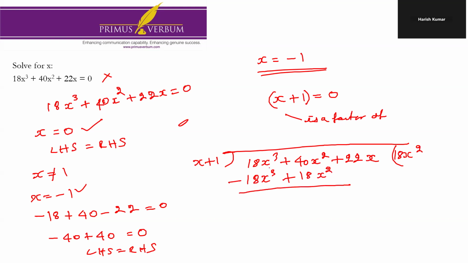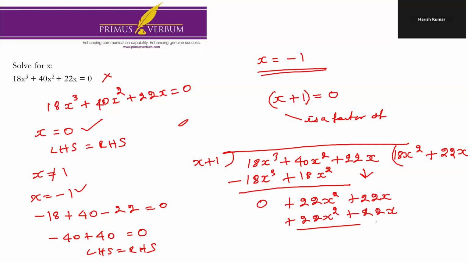Now when I subtract this from what's above, I get a 0 here. And 40 minus 18 is 22, plus 22x squared. So I'll now get this down, plus 22x. Now it goes without saying that I just have to put 22x here. Plus 22x will give me plus 22x squared and plus 22x. I subtract, I get 0 here.